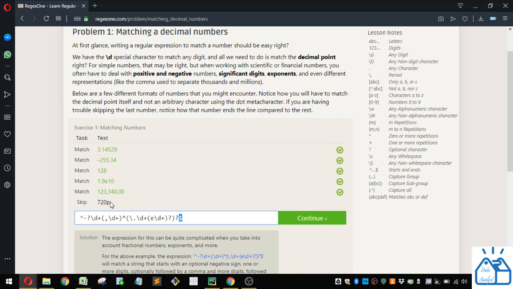The last one does not match because it ends with a letter, and here we're saying it has to end with some sort of digit, either coming from this statement, possibly this statement, or this statement.